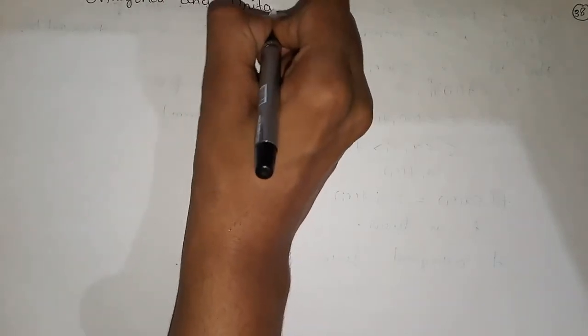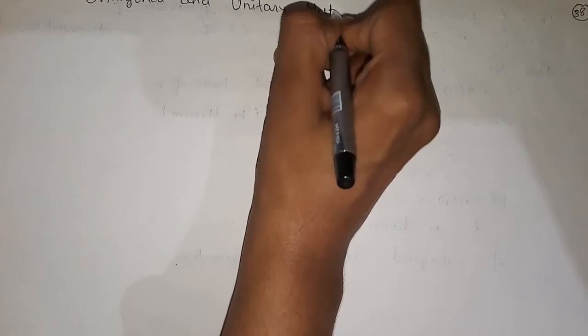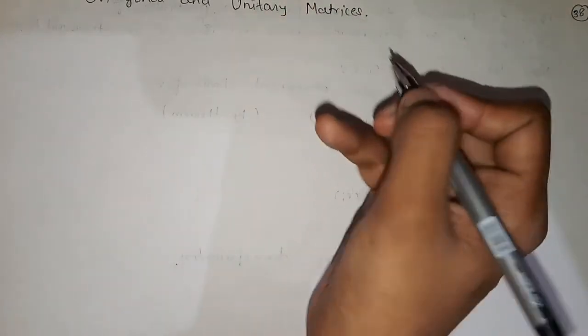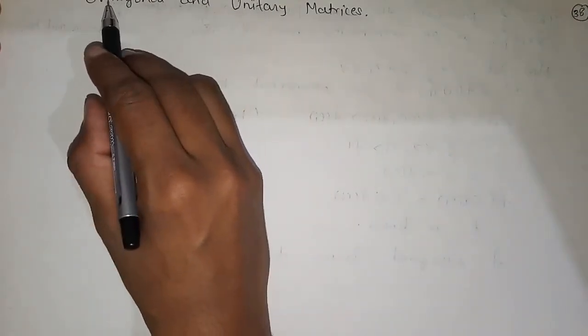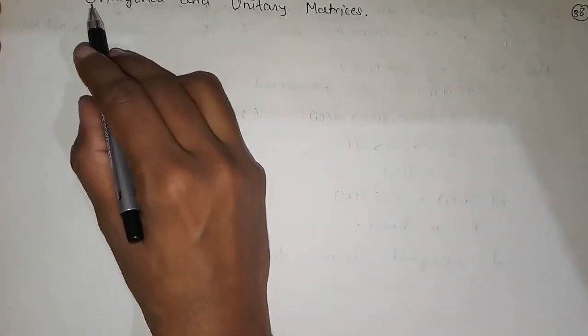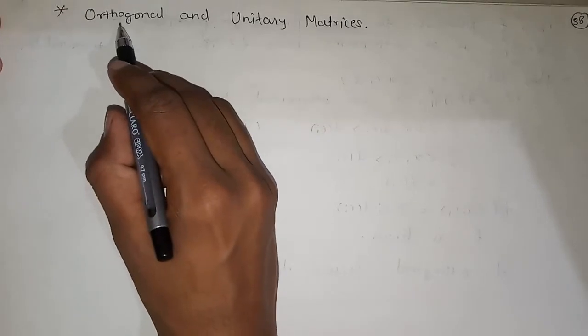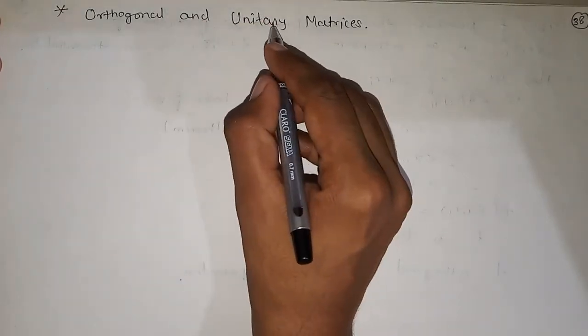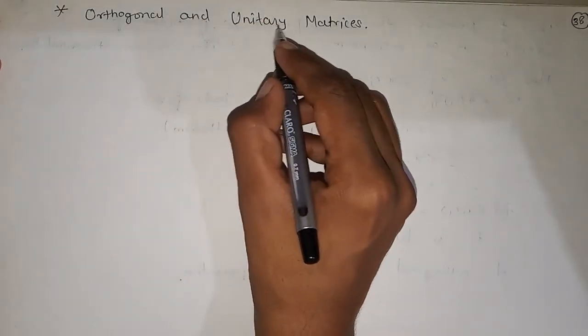Next topic is orthogonal and unitary matrix. So this is nothing but if two matrix are orthogonal, then in terms of real matrix we will call it as orthogonal, and in terms of complex matrix we will call this as unitary matrix.